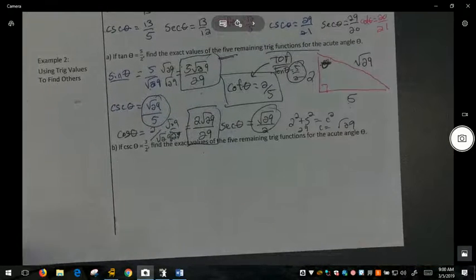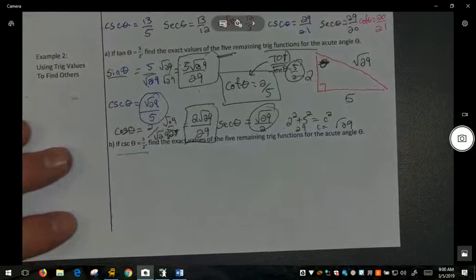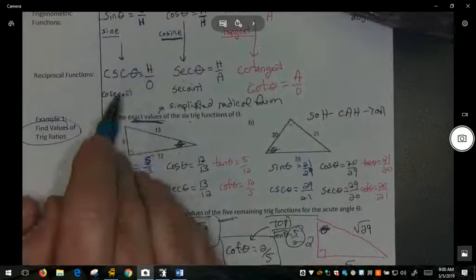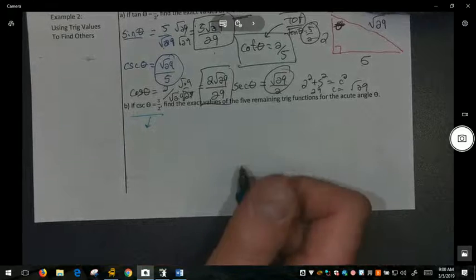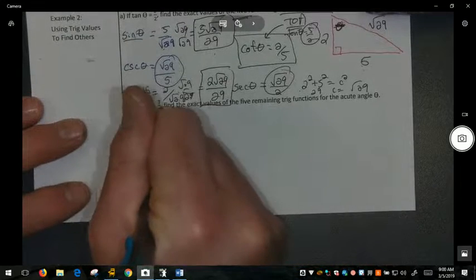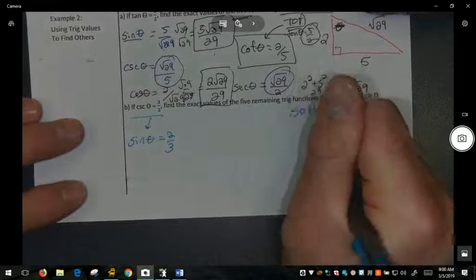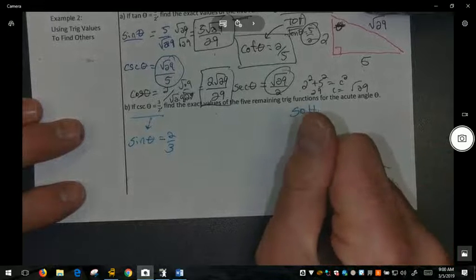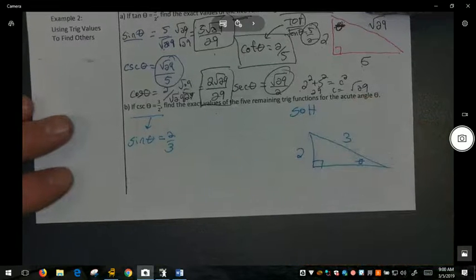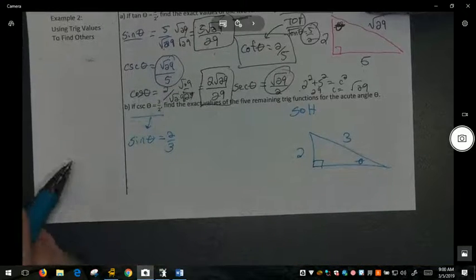Letter B. They've given us cosecant as 3 halves. Well, I don't memorize that it's hypotenuse over opposite, so when I'm drawing my triangle, I can't even think that way. So I immediately say, wait, what's cosecant the reciprocal of? It's the reciprocal of sine, which means sine of theta is 2/3. That makes it much easier for me to draw my right triangle because I know that sine of an angle is opposite over hypotenuse. Now I may have drawn my triangle wrong again because I think this will be shorter than this, but that's okay.